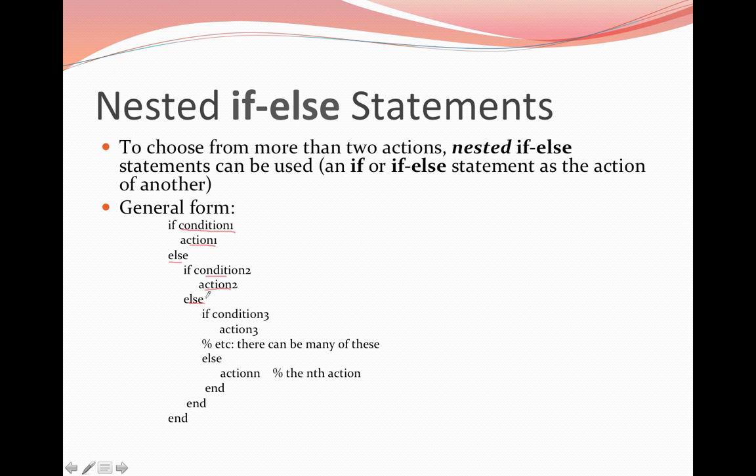But if we get to the else, that means neither condition 1 nor condition 2 were true. So we're going to check another condition. If condition 3 is true, we're going to execute action 3, etc. You can have as many of these as you want until you get down to what we'll call the nth action. So the nth action basically is none of the above. So if none of the above conditions are true, we're going to execute action n.